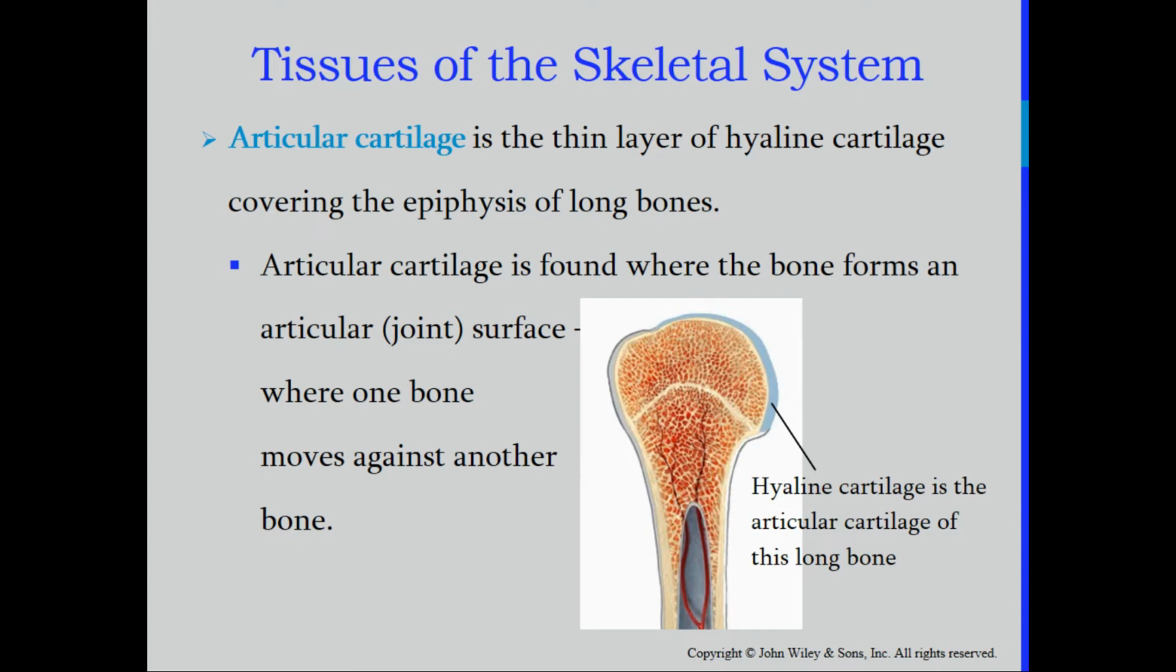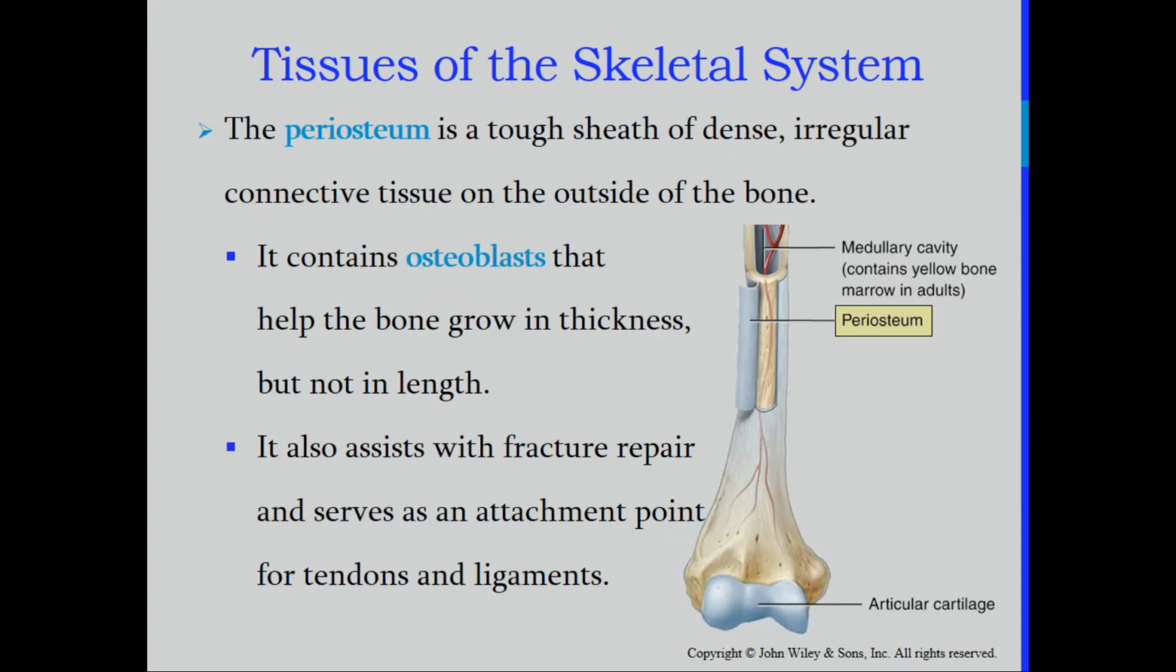And both of those bones will be covered. The ends where they articulate with each other will be covered with hyaline cartilage. Anywhere we have a bone moving against another bone, that cartilage helps create a friction-free, smooth surface. And when that cartilage wears out, it's very painful, and typically those people will receive joint replacement surgery.